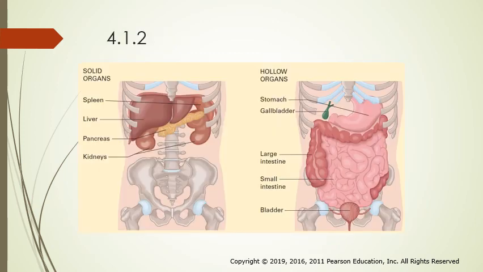Here's a great picture depicting your solid organs versus your hollow organs. You have your spleen, liver, pancreas, and kidneys. Those are your solid organs. Hollow organs are your stomach, your gallbladder, your large intestine, small intestine, and bladder.